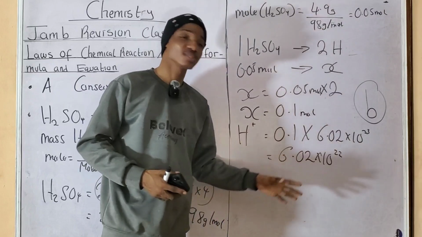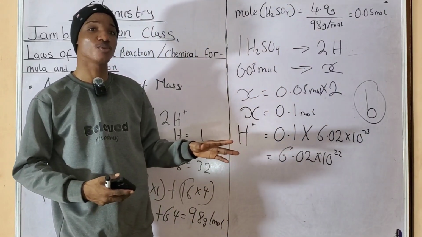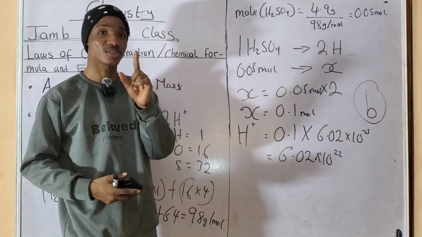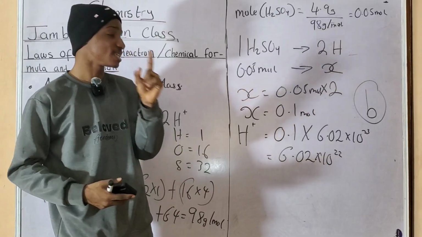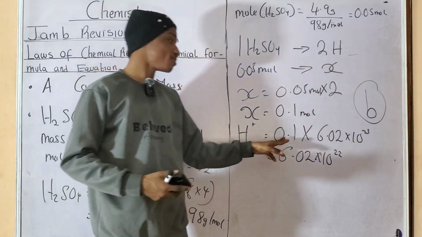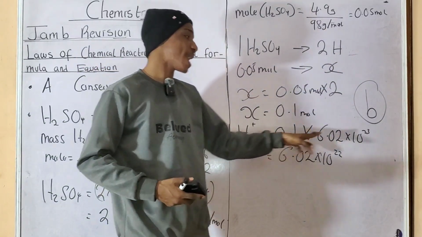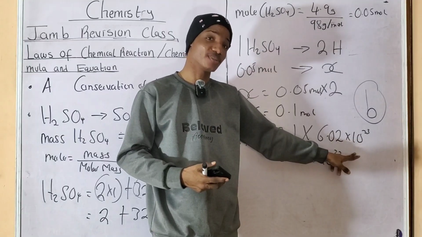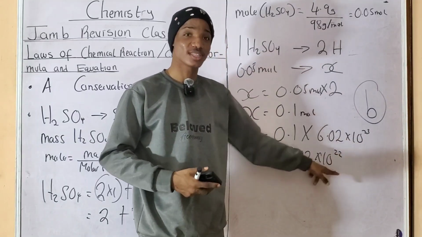And you know, Avogadro's constant is the number of atoms present in 1 mole of a substance. You understand? So I take the product of the mole that I get and the Avogadro's constant that we are given, and the resulting answer is this.